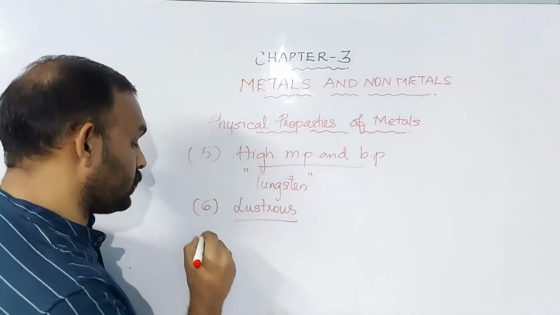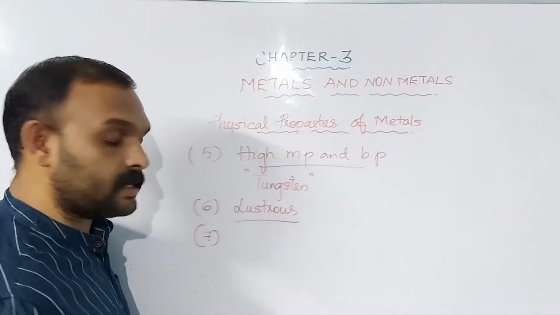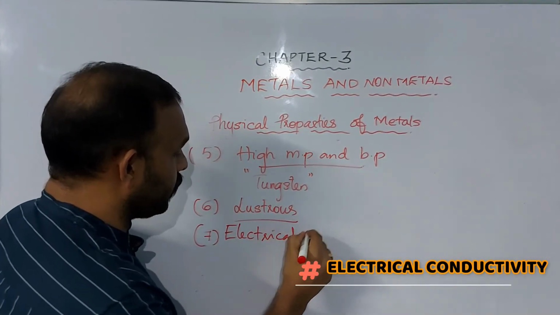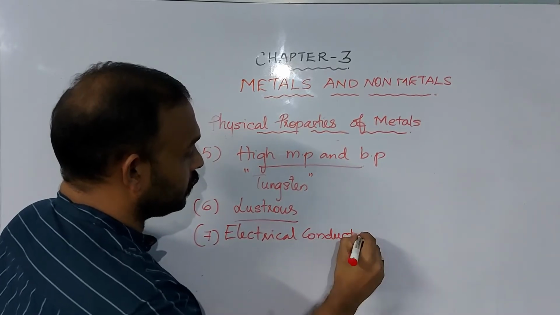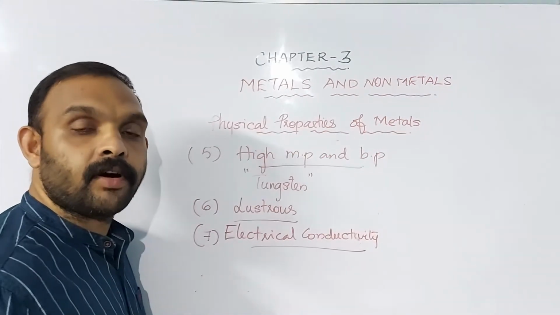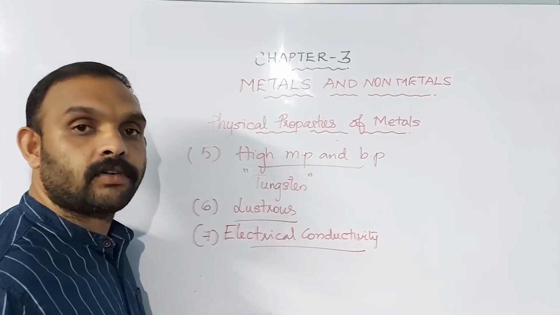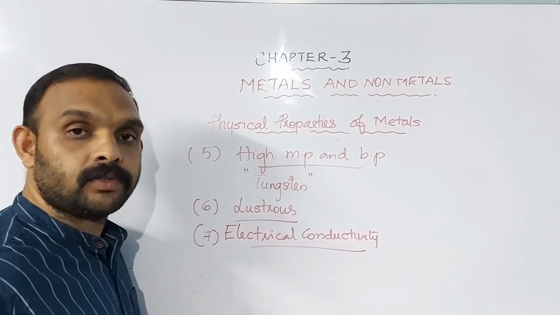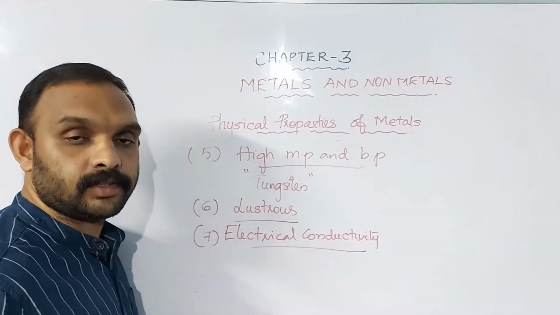Now let's move to the next physical property. Another physical property of metals is their electrical conductivity. All metals are good conductors of electricity. Do you know why? Because of electrons. We know that the flow of electrons is called electricity. So because of the electrons present, all the metals are good conductors of electricity.